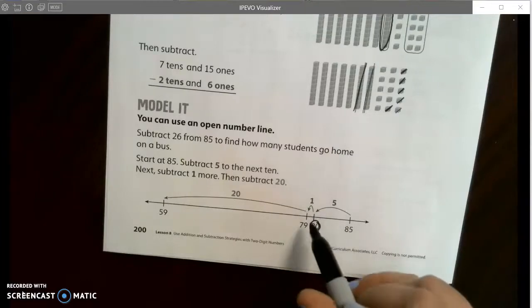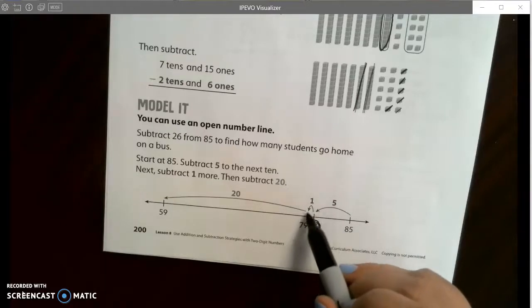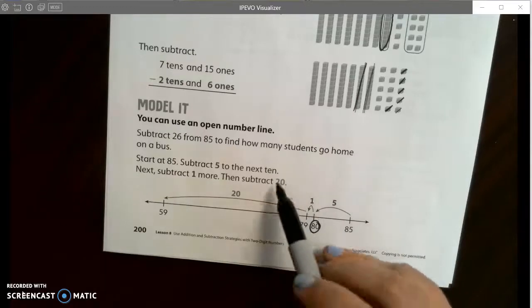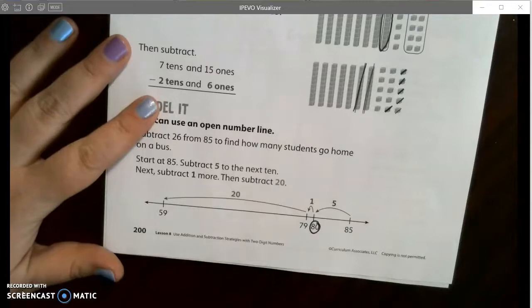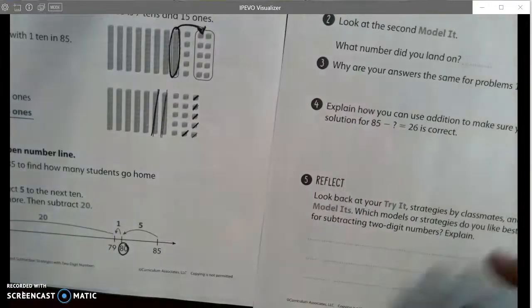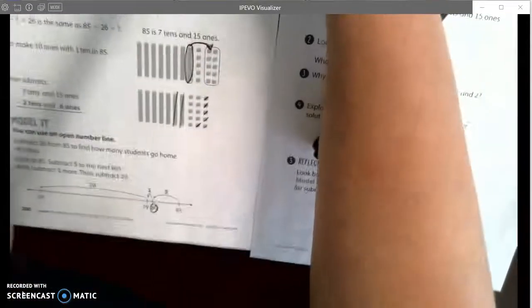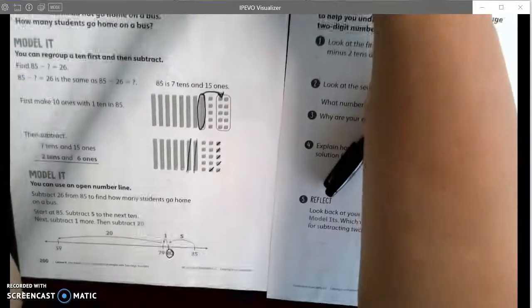Why on earth they subtracted 1 right there, I don't know. But they subtracted 1 to 79. And then they subtracted 20 to 59. Okay. So let's look at Connect It. We're going to need both of these pages for Connect It. And this is going to have to get taller again.